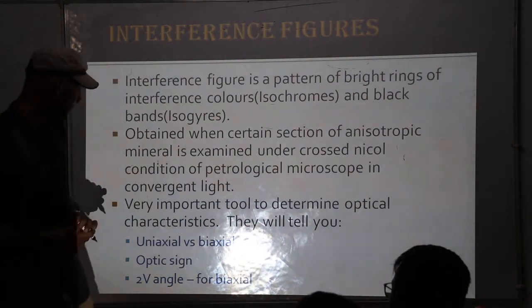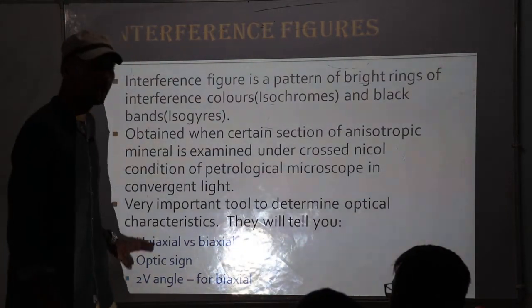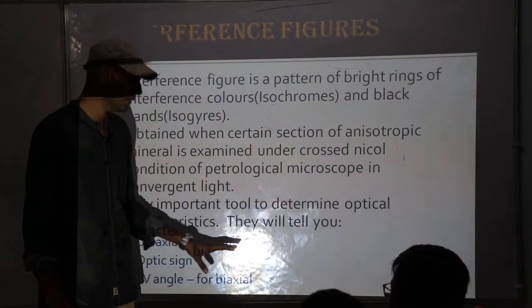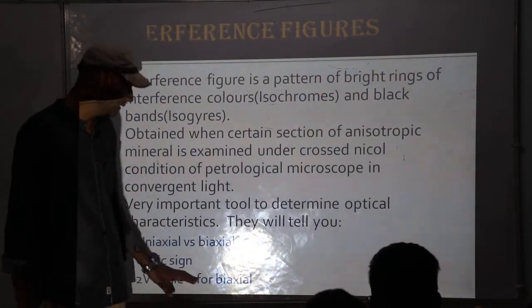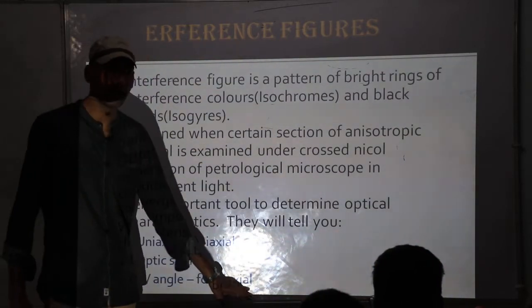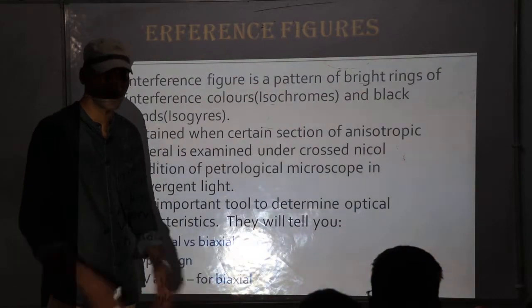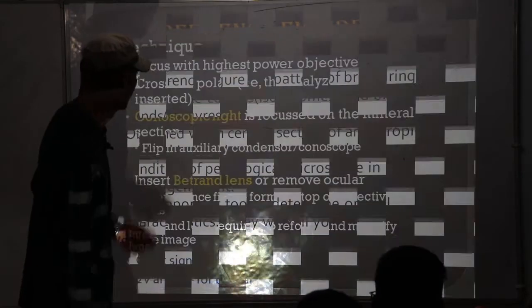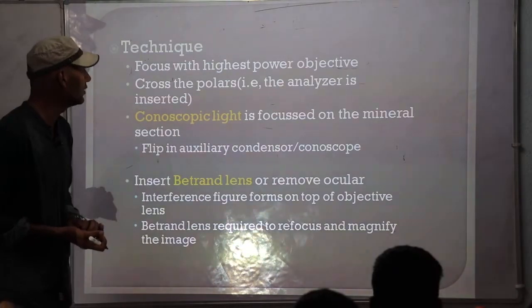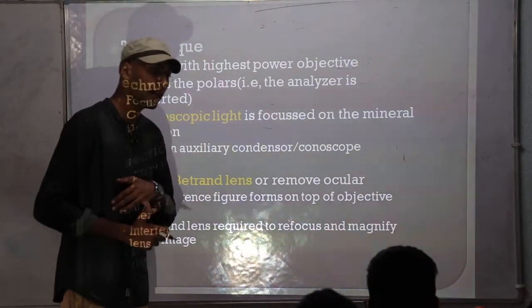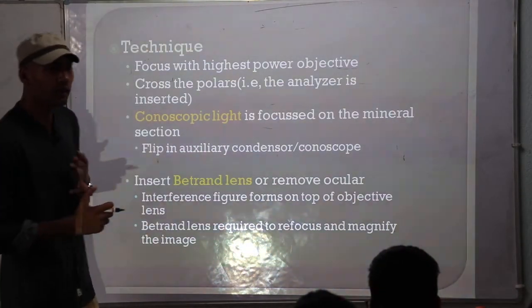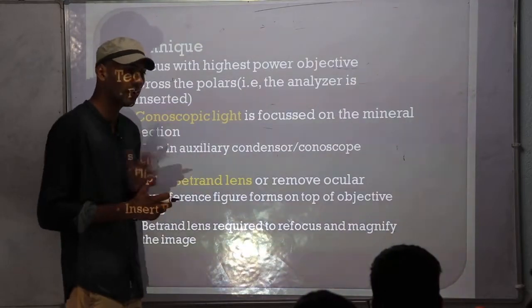And what are the uses? You can know between uniaxial and biaxial mineral. You can determine the optic sign. You can determine the 2V angle for biaxial minerals. Okay. These are requirements, as I have told. You should use a conoscopic arrangement. There is use of a condensing lens to produce conoscopic light.